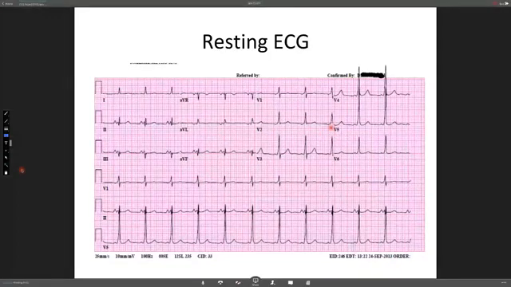Yeah, so type A and type B. Do you still use the terms type A or type B, Khalid, for Wolff-Parkinson-White?